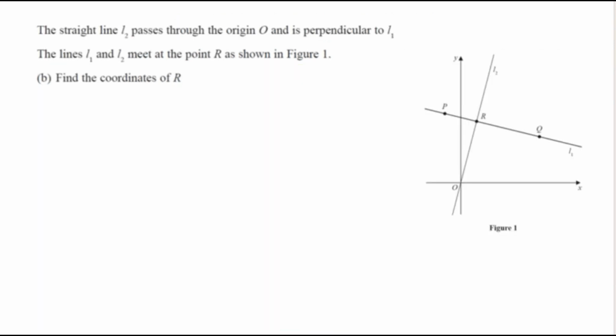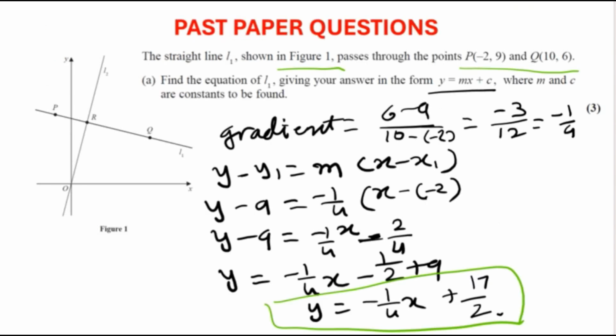Now part B. Part B is telling us to find the coordinates of R. Line L2 also we have to find, that is perpendicular to line L1, and they are meeting at point R. To find the coordinates of R, first we need the equation of line L2. I know these two lines are perpendicular, so I can use the gradient which is given here.